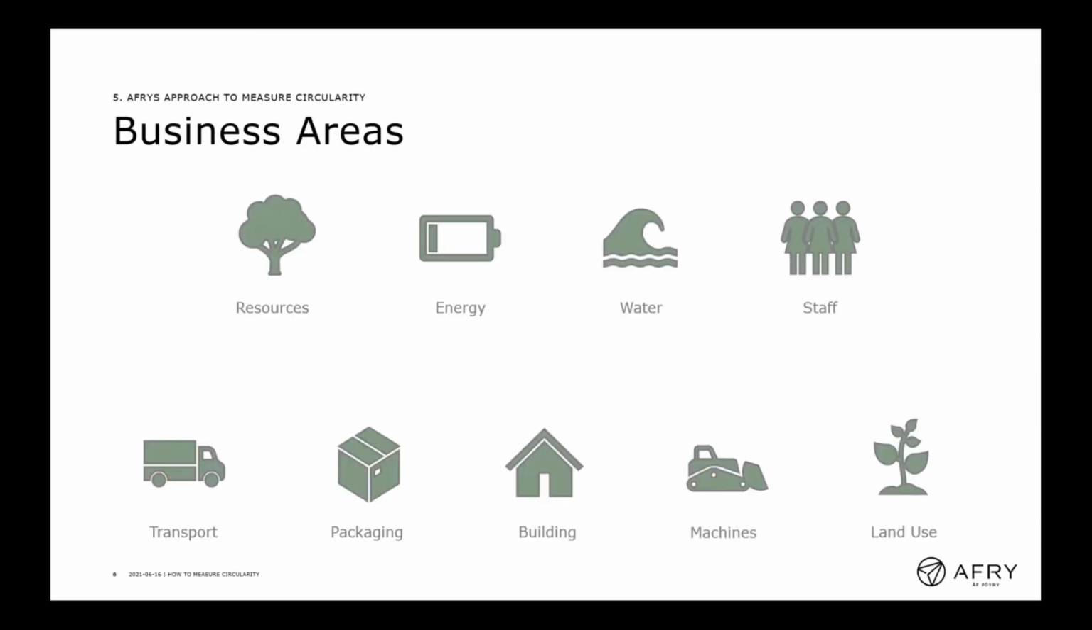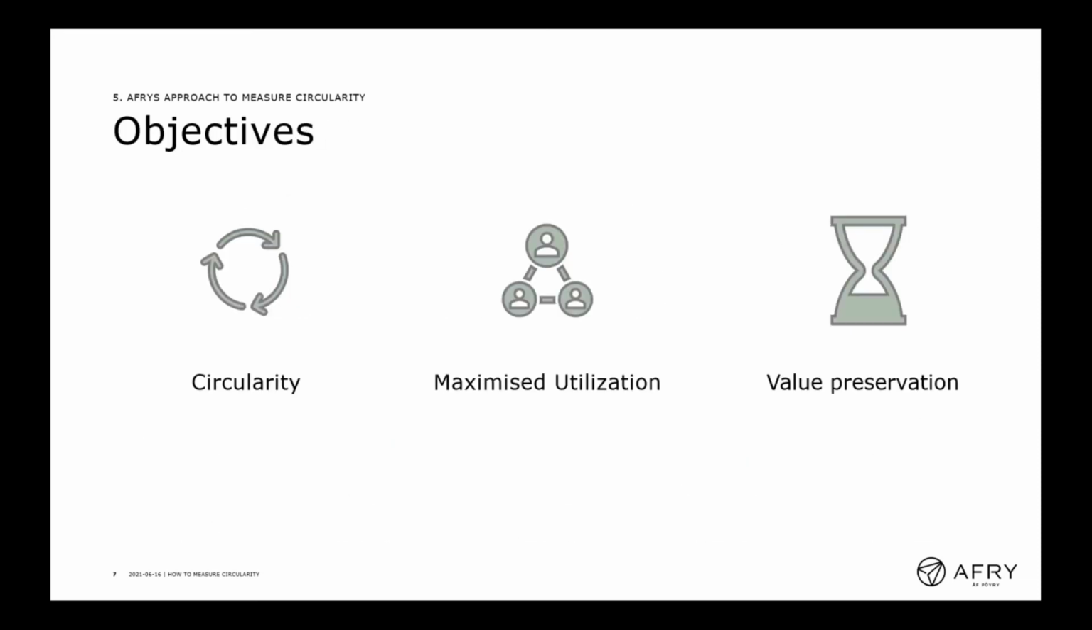Each of these business areas we scan with 3 objectives in mind: circularity, maximized utilization, and value preservation. Circularity we define as circular inputs and circular outputs. So how much of the materials that come into the company are either renewable or recycled already. And on the other side, what of the materials that go out is recycled, or can you reuse it in a different way, or give it to another industry sector. So we try to increase the material circularity.